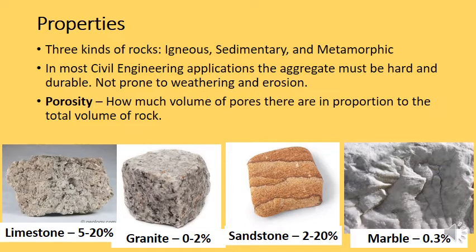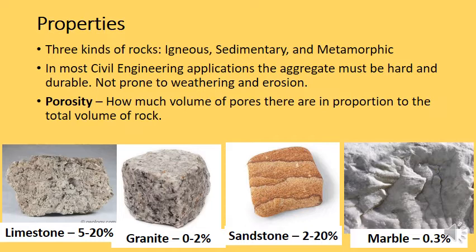Now, if it's not hard and durable, it will weather and erode. Basically, as soon as it starts raining, the rock will turn to sand and it will break down. You don't want that. So a property we're always looking for in an aggregate in civil engineering is that it needs to be durable. It needs to be stable. It can't be broken down by weathering and erosion.